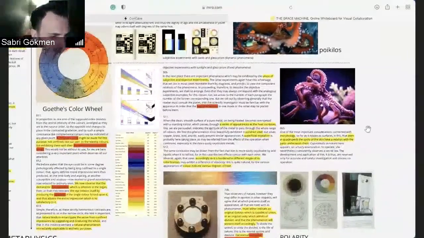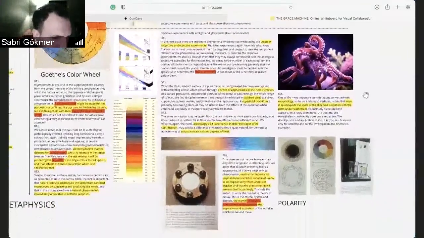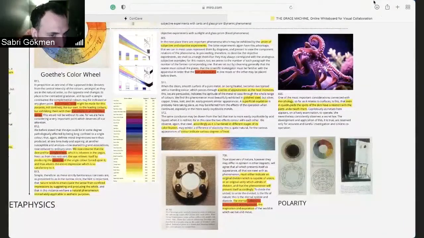Okay. So there's one more quote there. Nature tends to emancipate the sense from confined impressions by suggesting and producing the whole, and that in this instant we have a natural phenomenon immediately applicable to aesthetic purposes, right? So why do we need this structure? Why do we need completeness? Because we need a system for aesthetics. I think that's the reason why the color wheel is symmetrical.